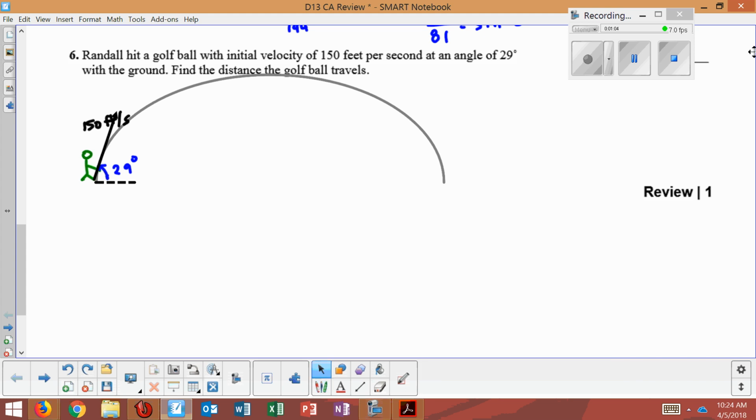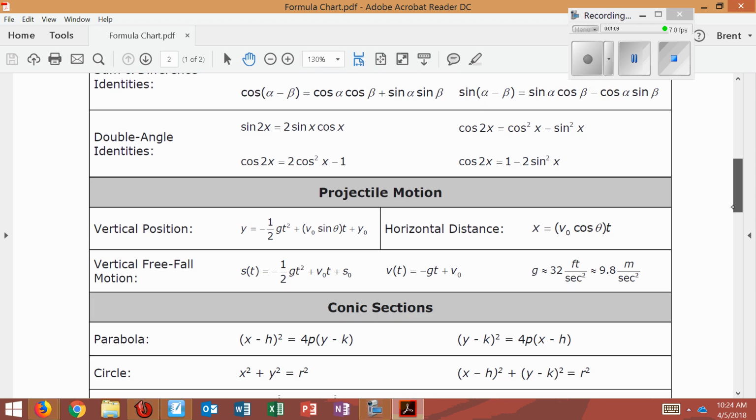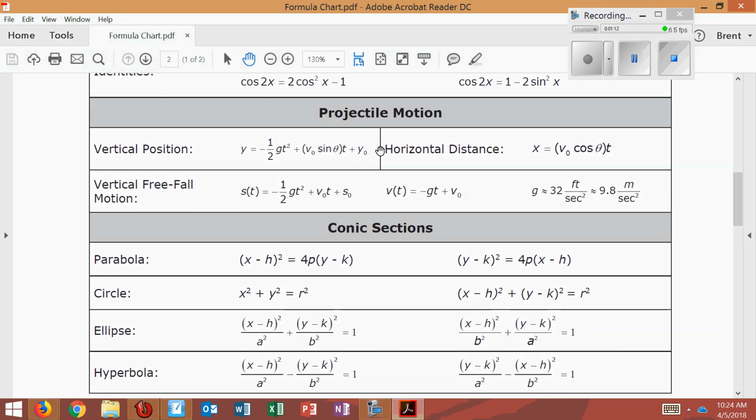What we're going to do is use a projectile motion formula from the formula chart. If I go to the formula chart and scroll down on the front page, you'll see these two equations. These are what I'm going to use. So x equals initial velocity times cosine times time, and then y will be -1/2 gravity times t squared plus initial velocity times sine times t, and then also we're going to add our initial height. Gravity is either 32 feet per second squared or 9.8 meters per second squared. This problem said 150 feet per second is what the golf ball took off at, so we're going to use the number 32 for gravity.